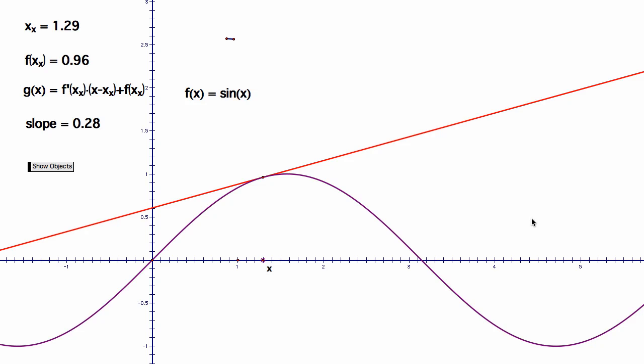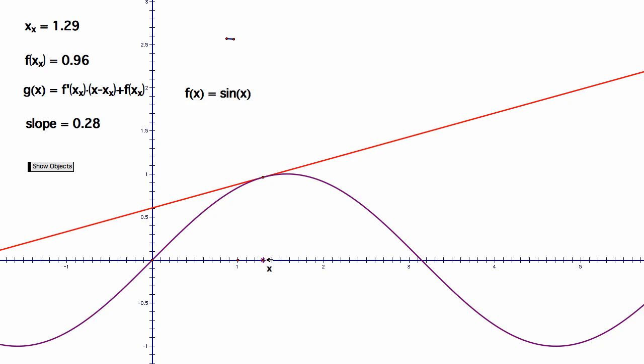Hi there. In this video we're going to take a look at the sine curve and its derivative. Before we go into the analytical approach, actually calculating the derivative, I want to make sure that you get an intuitive feel of what the derivative of sine actually is. So here I have a sine curve, and a tangent line to this curve at some random point x. This random point happens to be 1.29 radians.